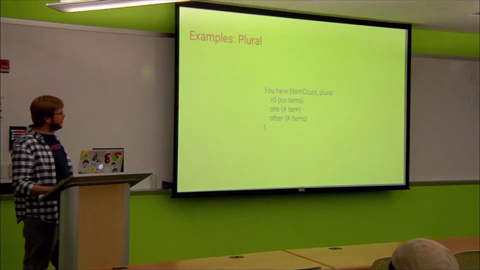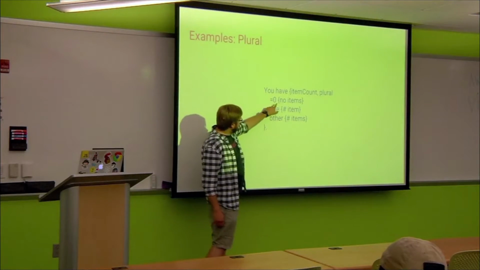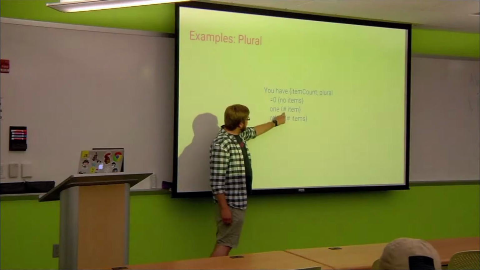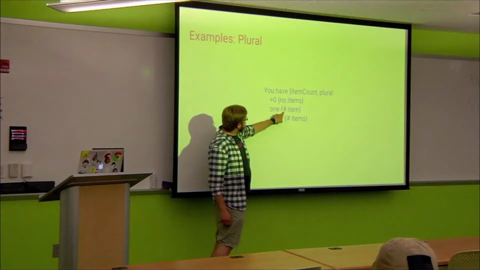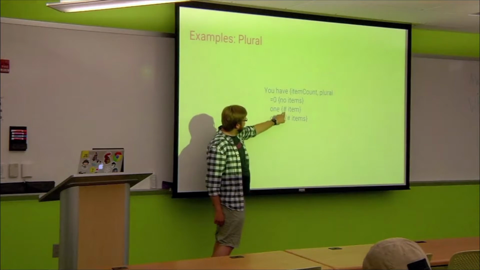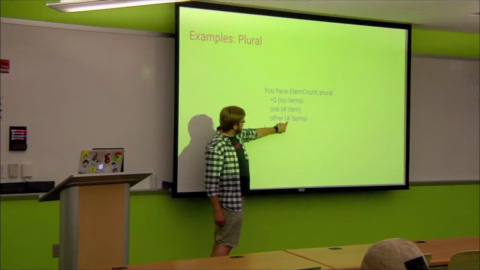But this is how you would do plural forms. And it reads similar to a case statement. If item count is 0, return no items. Number sign is a special placeholder. Since it's 1, this will always be 1. I had the option there of just saying 1 again, but this will give me a numeric 1 there. And then other, again, will give whatever the number is.